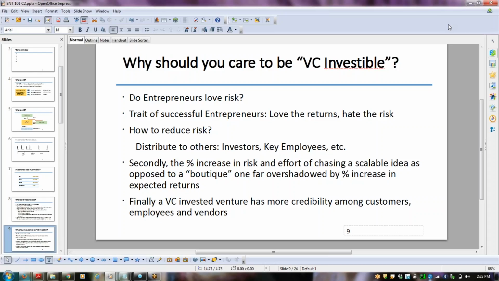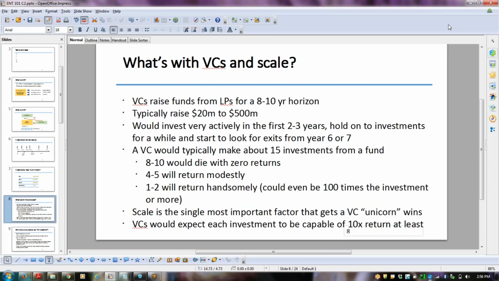That is, distribute your risk and rewards, which will help you to channel and focus more resources on your idea. Second, a non-boutique or scalable business makes more sense with respect to the risk and reward ratio. And finally, it gives you more credibility. So this is what I had covered in the earlier point also. They have a typical 8 to 10 year horizon.